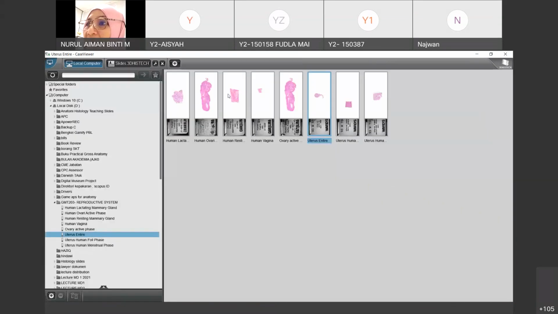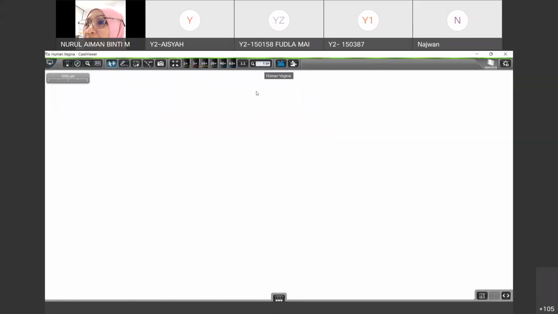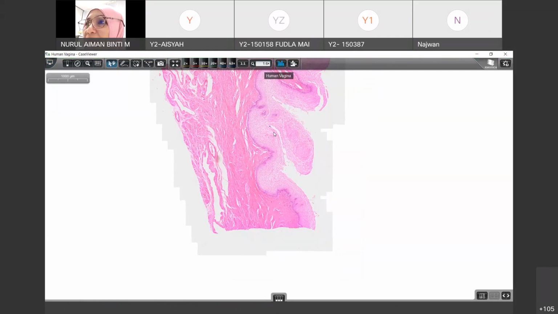We have one more slide. This one, the mammary gland, was already discussed with Dr. Anna, right? Okay, last slide is the slide of the vagina.